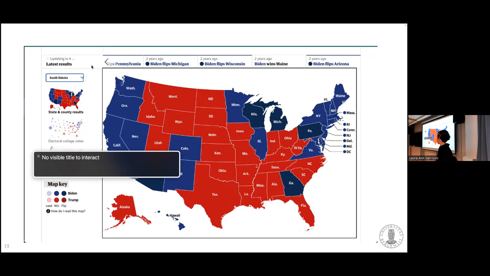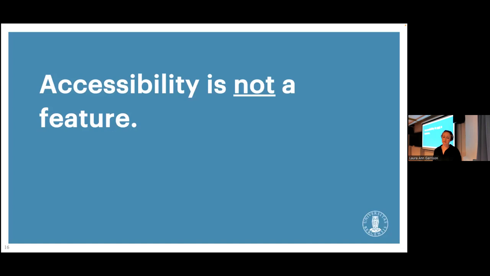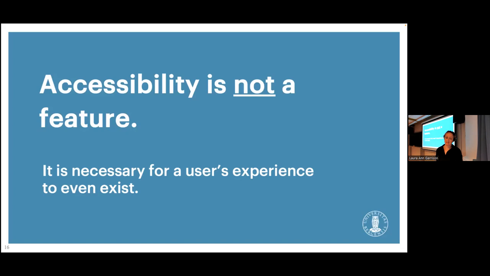Very sad times. And that brings me to this key point that accessibility is not just a feature. It's not something where you make this visualization, it's awesome, and then you just bolt on a bunch of accessibility stuff at the end. Accessibility is necessary for a user's experience to even exist. And so then how do we think about accessibility throughout the entire process?